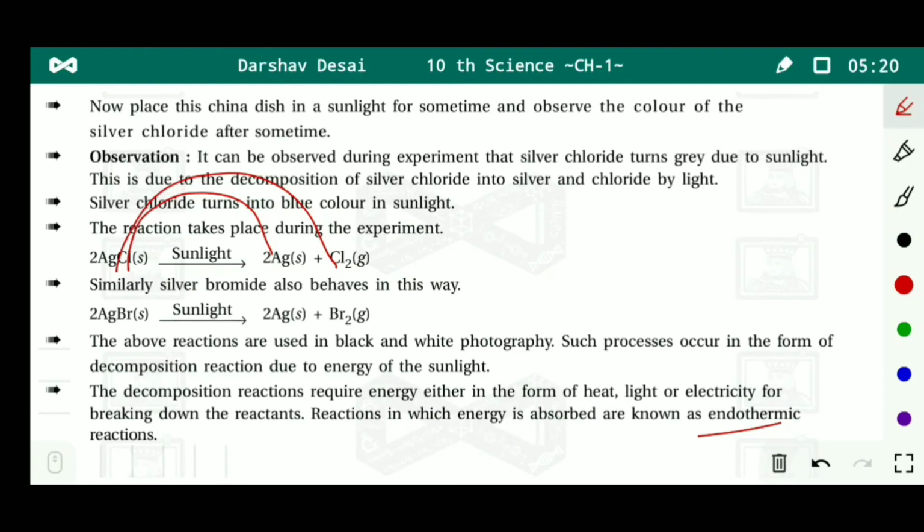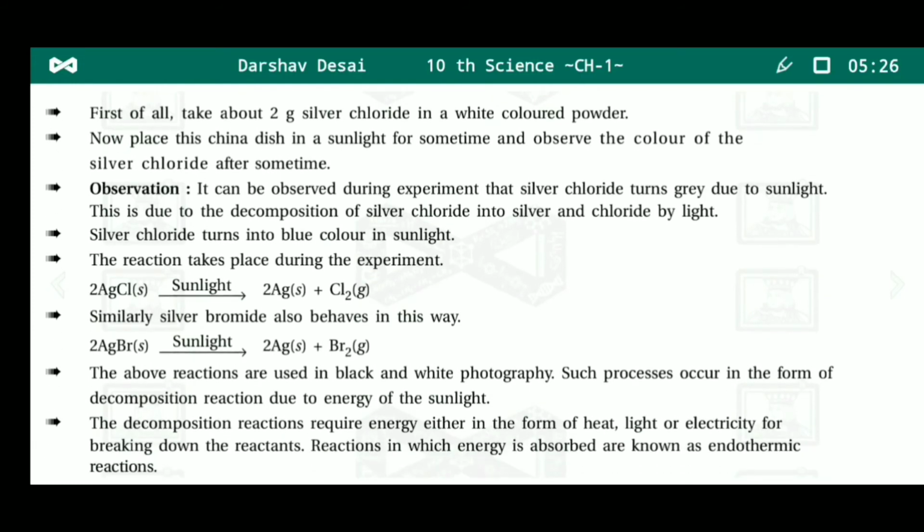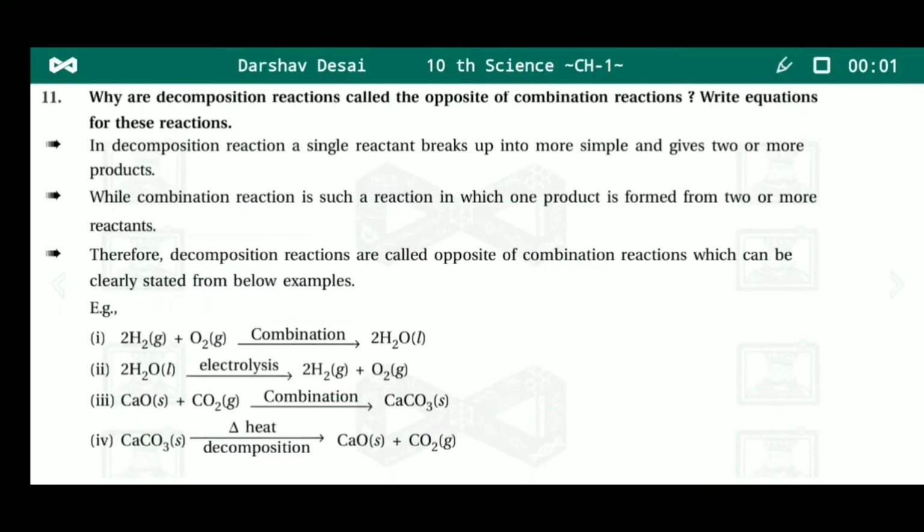So these are very easy questions. Here two reactions are very important: silver chloride turns into silver and chlorine, and silver bromide decomposes into silver and bromine. So this is the clear reaction about the decomposition of silver chloride. Now we discuss the remaining exercise questions, and this is the last video lecture of chapter number 1.